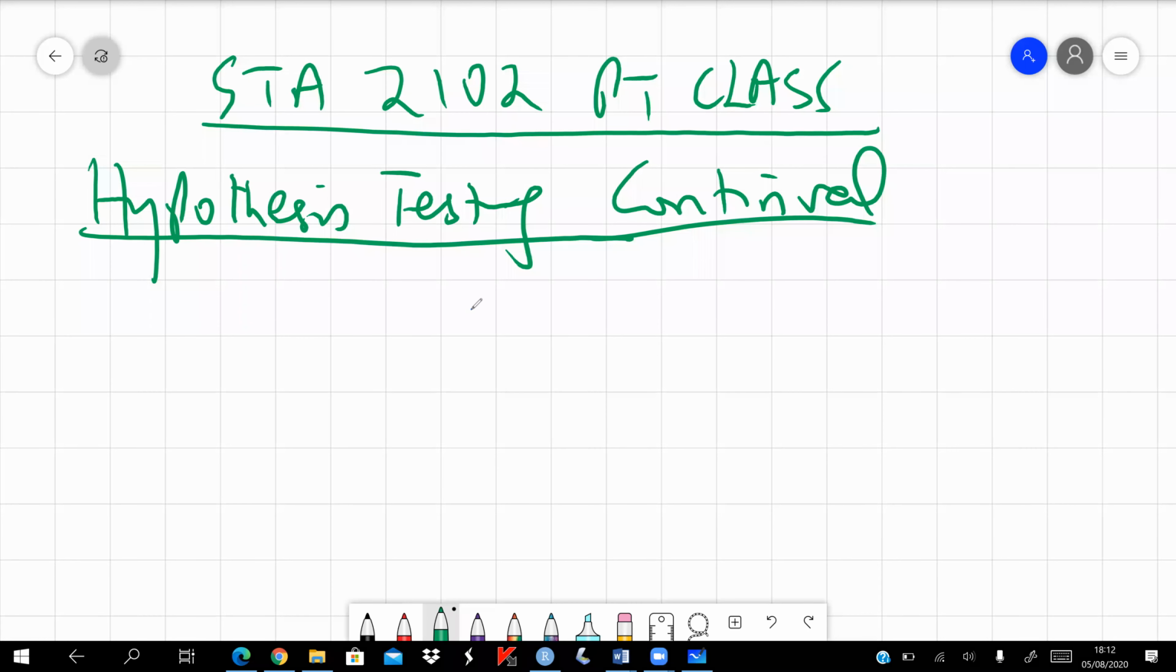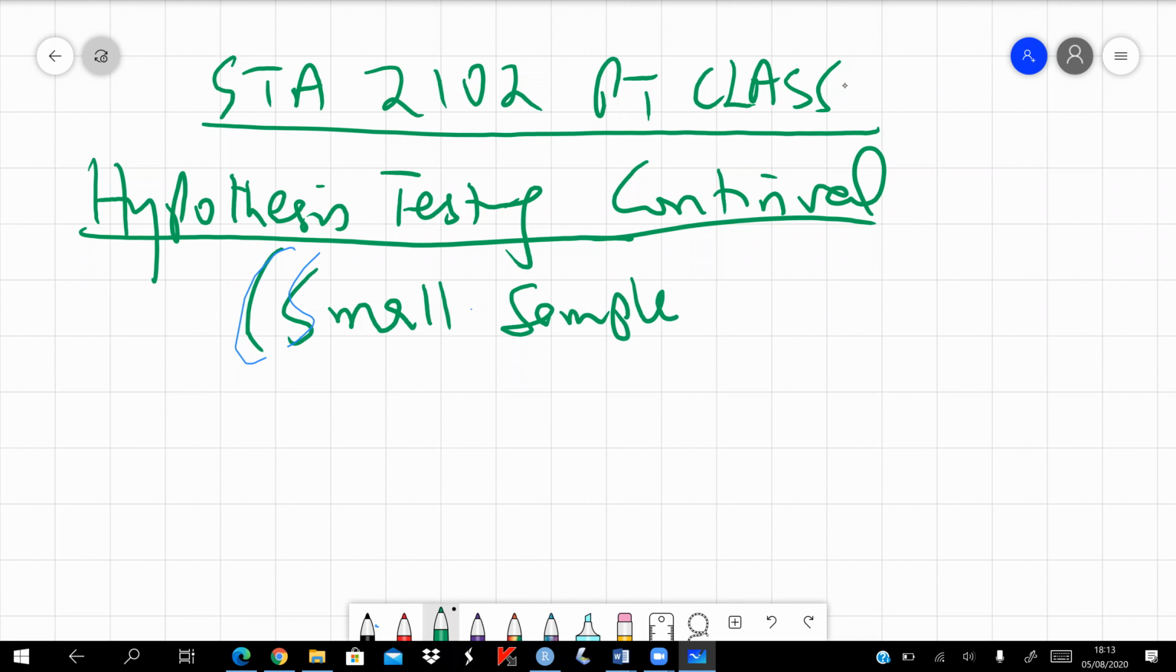So as I've mentioned, this is a continuation of hypothesis testing, but here we're going to be dealing with small samples, whenever we have small samples.